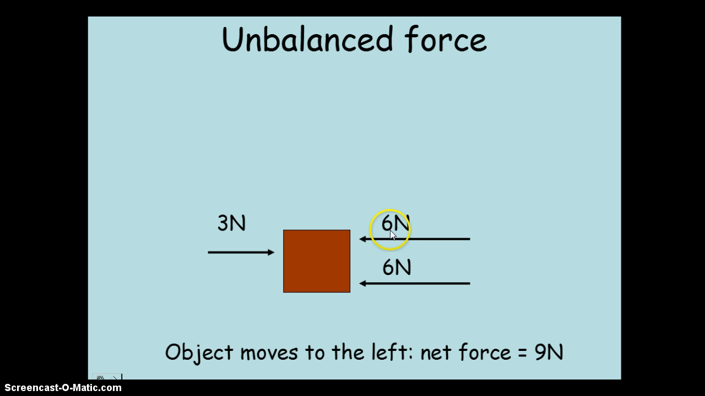6 plus 6 is 12. So we have 12 newtons to the left, 3 newtons to the right. Because these 2 forces are working against each other, we subtract. 12 minus 3 is 9. And because it's stronger on this side, the object is being pushed to the left. So it would be 9 newtons to the left.